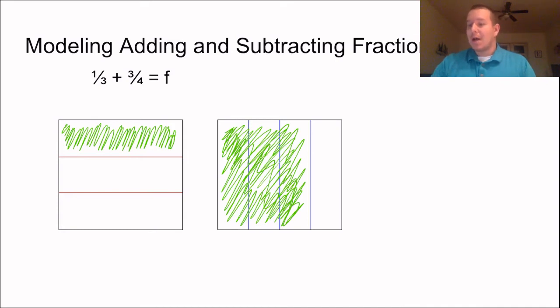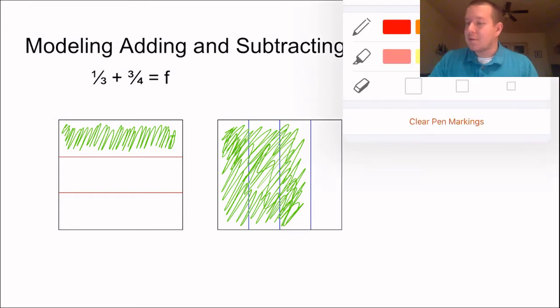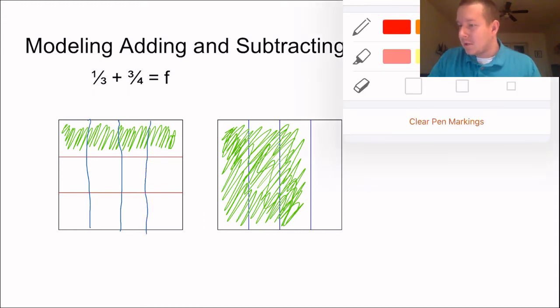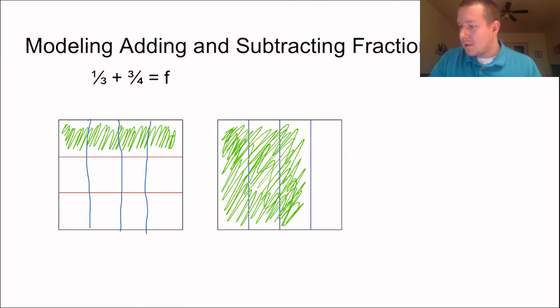If you notice, I have my horizontal lines, they're in red, and I have my vertical lines, they're in blue. So let's go ahead and put vertical lines on the first one. So we're going to cut these into fourths. Okay. And we're going to add the horizontal lines to the second one. So we're going to cut these into thirds. Now that we've done this, we have equal parts, and this is a lot easier to add together.